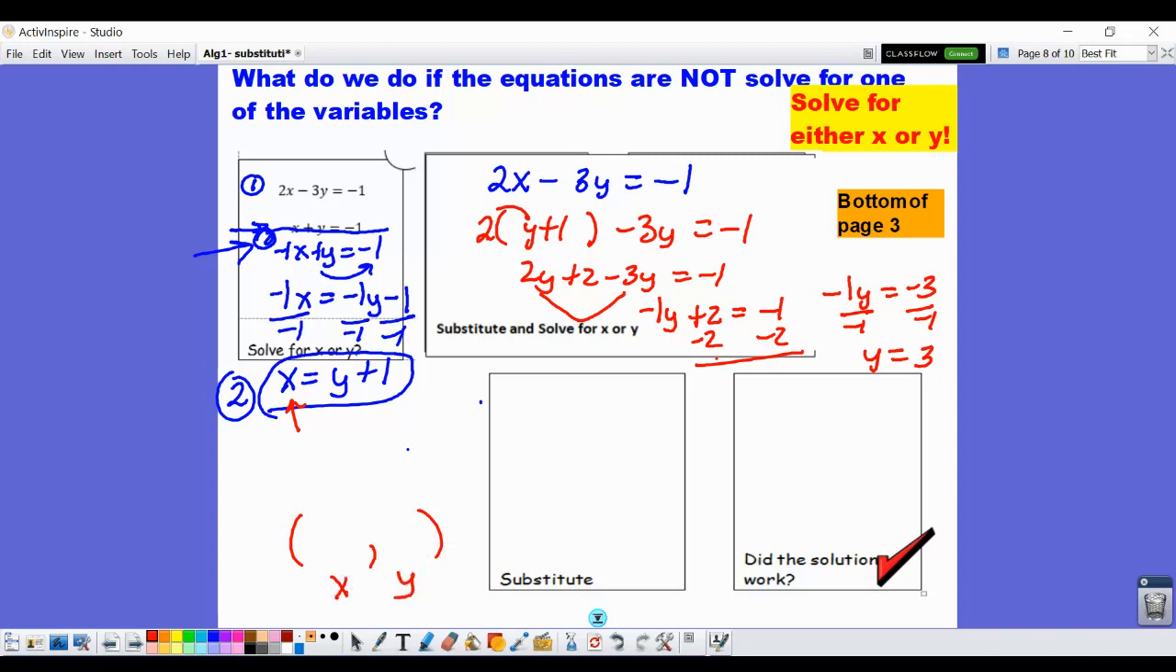Okay, now, is that going to go in my first spot, or is that going to go in my second spot? Because it's a y this time. If you said the second spot, you're right. That's going to go in the second spot.